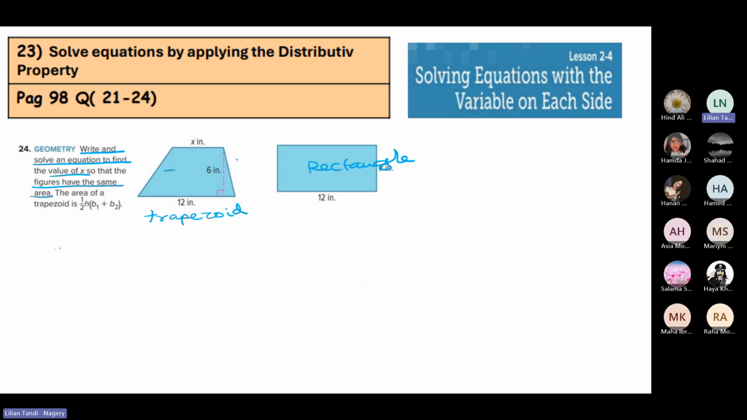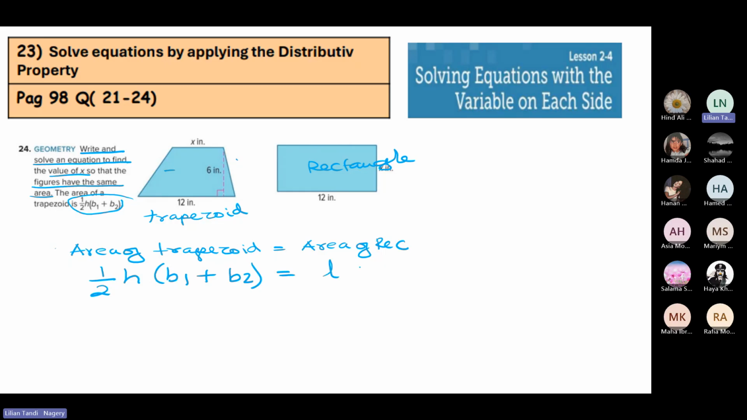Okay, so we're gonna write area of trapezoid equals area of rectangle. Area of trapezoid, you're lucky the book gave you the Kanun. Half times height, base 1 plus base 2 equals length times width. So length times width will be 12 multiply x, which is 12x. Says here, sir. Let me write it here, rectangle.